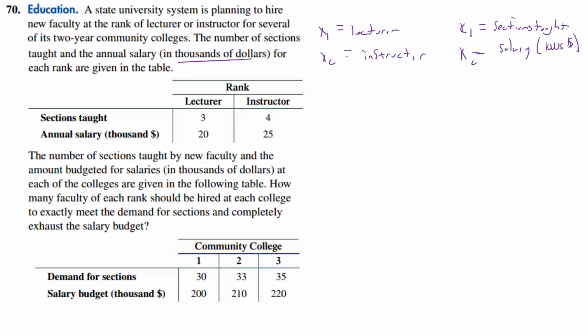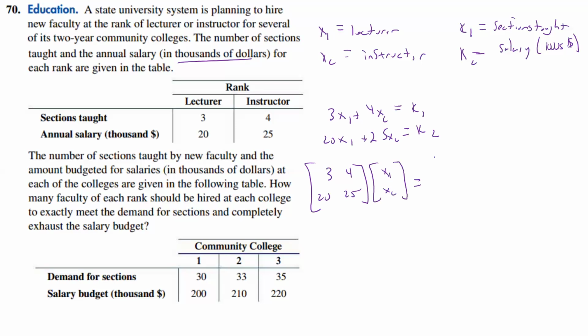So now we can write this down. And so we have 3x1 plus 4x2 is equal to K1, and 20x1 plus 25x2 is equal to K2. And with that, we can write our matrix format, which is AX equals B. And so that's going to be 3, 4, 20, and 25, times x1, x2, and that's equal to K1, K2. So that means we need to find the inverse of this here.